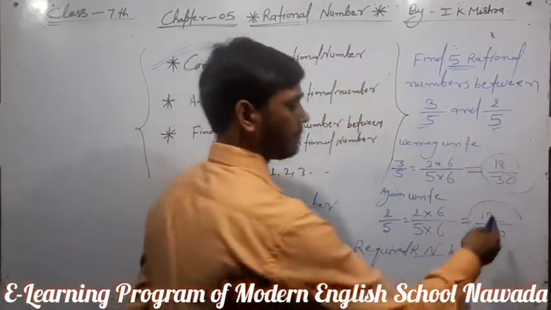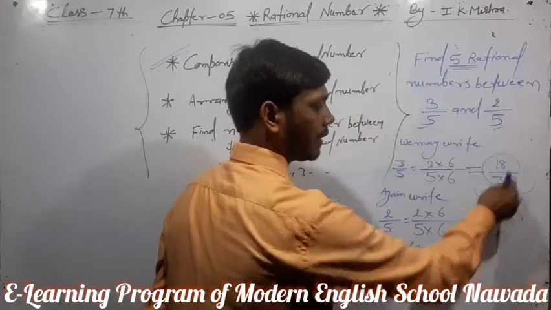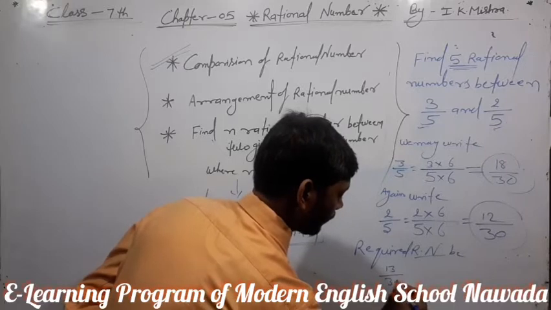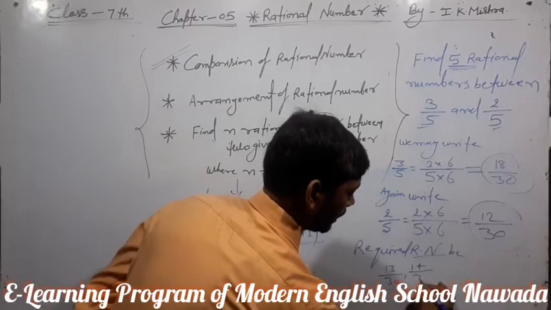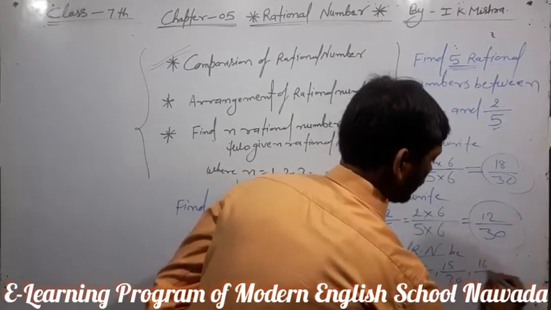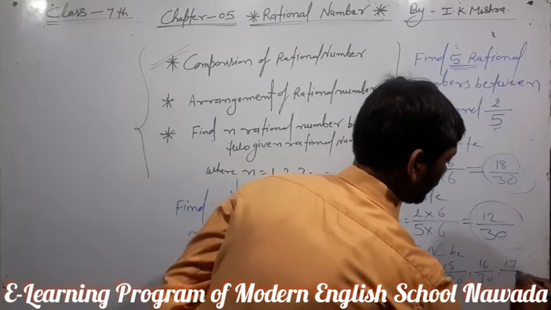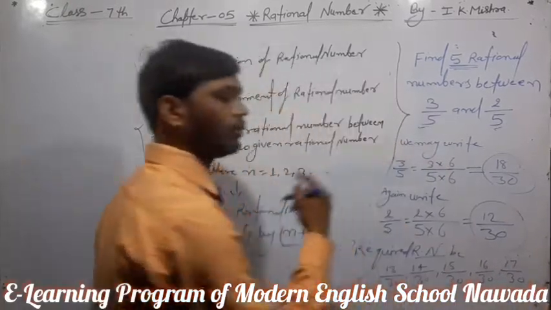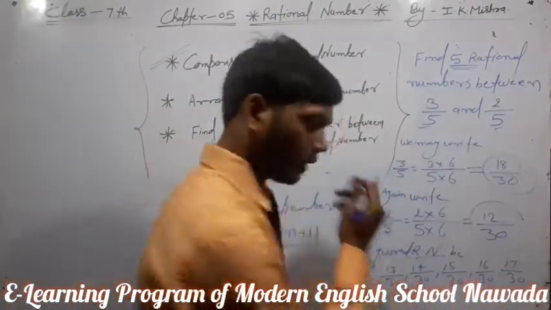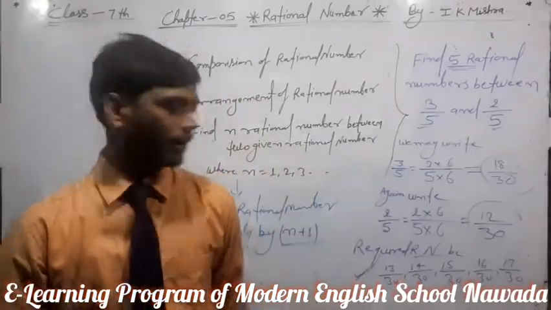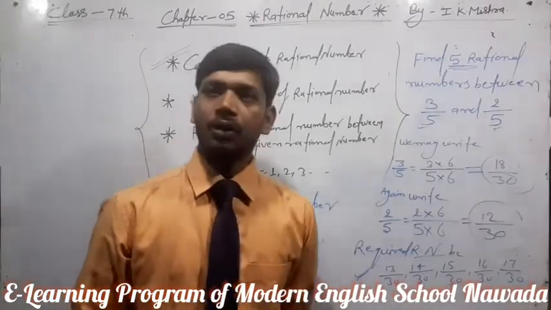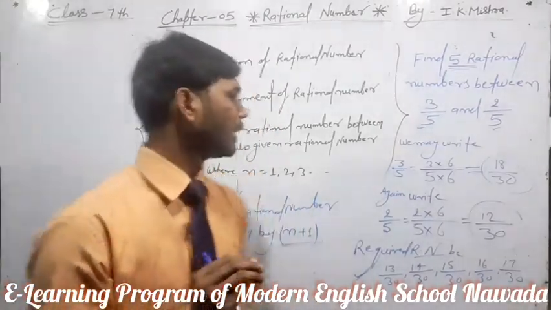The required rational number B is more than 12 and less than 18. That means you can write 13 by 30, 14 by 30, 15 by 30, 16 by 30 and 17 by 30. Here all your required numbers are found. Similarly you can solve any problems and any type of questions. Now I am going to deal with the next question.